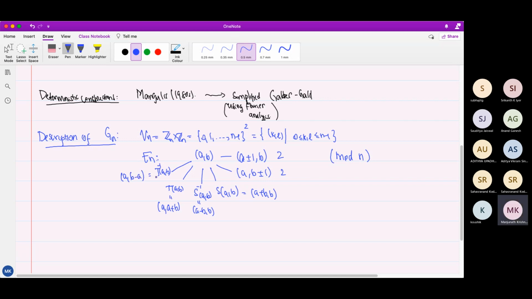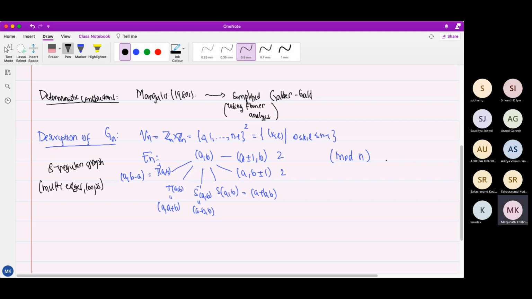Is it okay? By writing this way, you have already made it undirected. I could have written that (a,b) is connected to (a plus 1, b), (a, b plus 1), S(a,b) and T(a,b), and also the reverse way. What I want is an undirected graph, nothing else is coming in. So this is actually an 8-regular graph, but multiple edges are there. Multi-edges, loops.